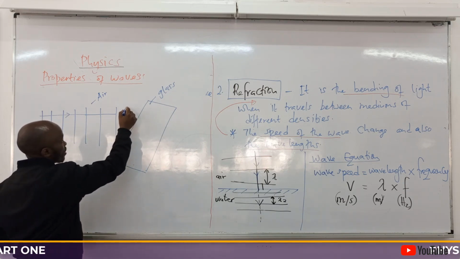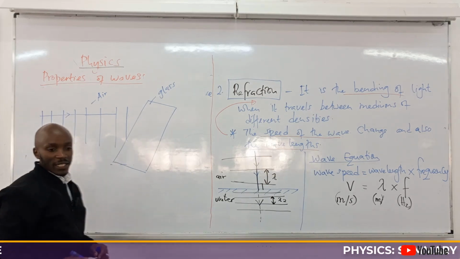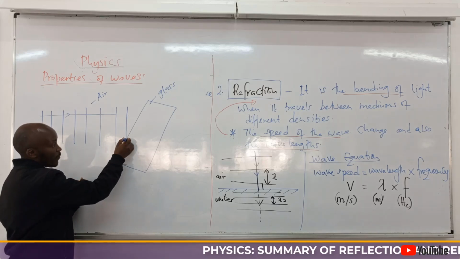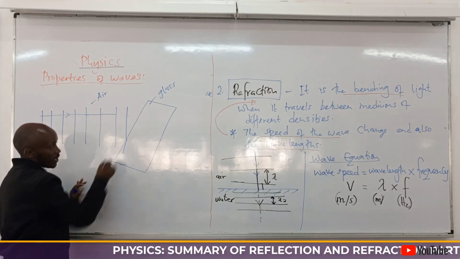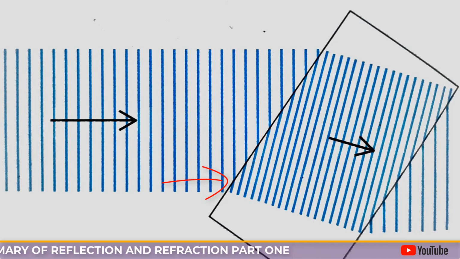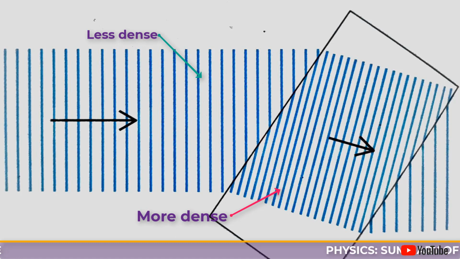Now, check what happens. As the wave approaches, the very first point where it touches the glass, it will bend first. So from straight to bending, the very first part that touches the line, that one will bend. So the waves inside this one will tend to be more concentrated together. So from less dense to more dense, what happens? This one, the wavelengths are longer. So here we have longer wavelengths.